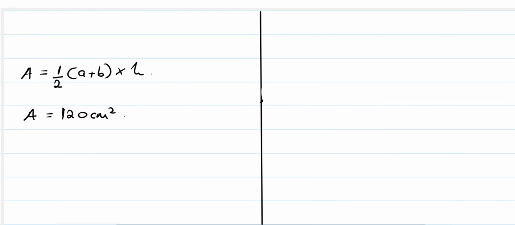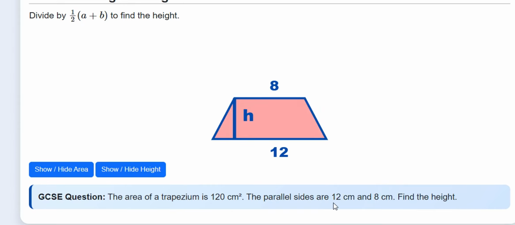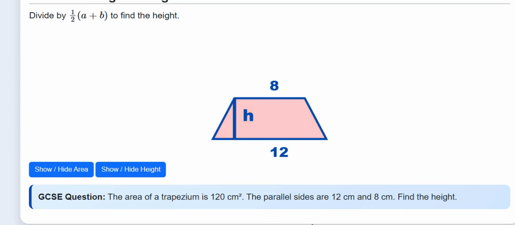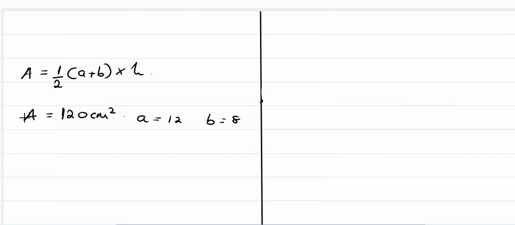The parallel sides a and b are 12 and 8, so I know a is 12 and b is 8, in centimeters. Then we are asked to find the height. We don't have the height. So we already know from the formula that area 120 is equal to half into a plus b, where a is 12, plus b, which is 8, then multiplied by height, but we don't have the height, it is the one we are asked.